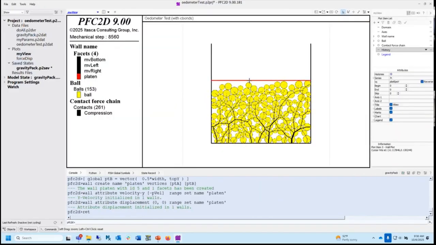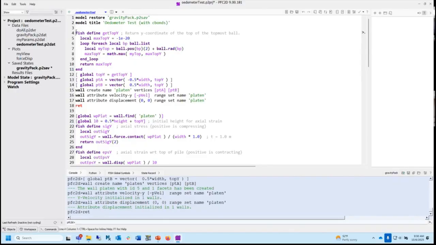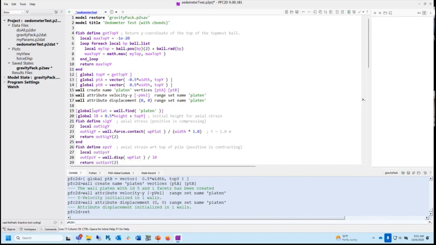And we screwed around. We positioned the wall just above the topmost particle. So boom, we made that. And we did that because we wrote this function, get top y coordinate. We looped over all the balls to determine that, and we use that to create the wall. And that's going to be the platen, remember? So here's the platen, it's a global variable.